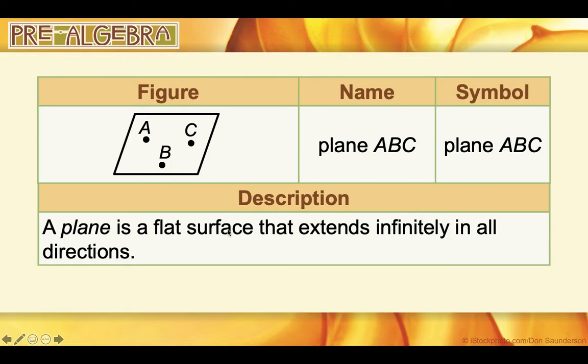A plane. This is a flat surface and it's going in all directions. Think of a piece of paper. If you were to hold a piece of paper in your hand, think of that piece of paper as a plane, and it's going to extend in that direction, that direction, that direction. It is going to extend in all directions. That is a plane. We represent it by 3 capital letters.